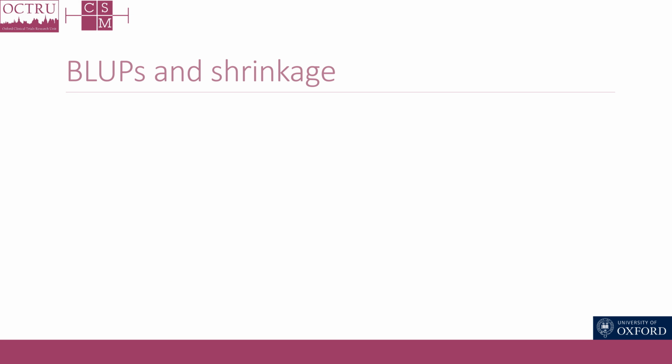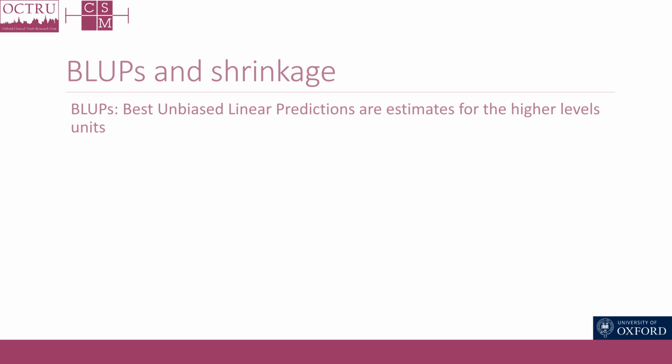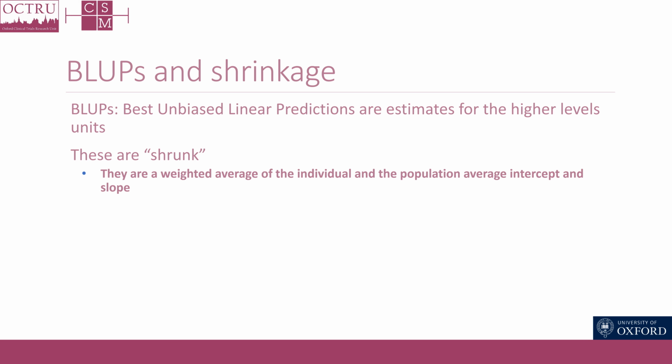Bear with me with a little more jargon. BLUPs and shrinkage. BLUPs stand for the best linear unbiased predictions. Estimates that we saw in our spaghetti plots for estimating the weight for individual boys. These are shrunk towards the population mean trajectory. They are weighted averages between the individual and population average intercept and slope, and because they are shrunk, they give us a more robust and less extreme group level estimate than the raw data.